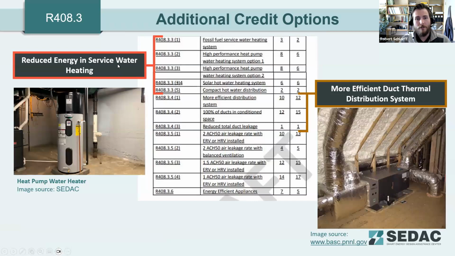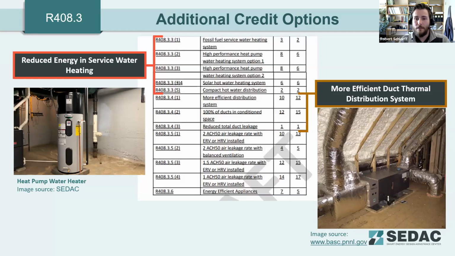Moving on a little bit further, so we also have reduced energy and service water heating. So somewhat similar to the HVAC equipment, this is going to give you required unit performance by unit type. So whether you have a fossil fuel water heater or a heat pump water heater, or there's just a high performance heater, it's going to break down those types of water heaters and then give you performance targets that the installed unit must meet. Additionally, under the reduced energy and service water heating, there's a potential credit there for compact water distribution systems. So if you can limit the size of your entire water distribution system to a certain quantity that's stated within the code, then you will get additional points for designing and installing a compact water distribution system.